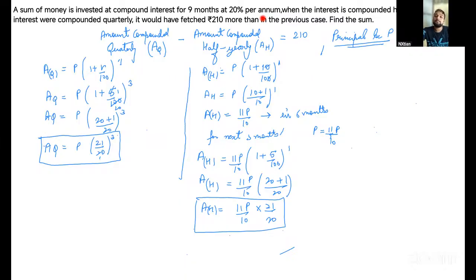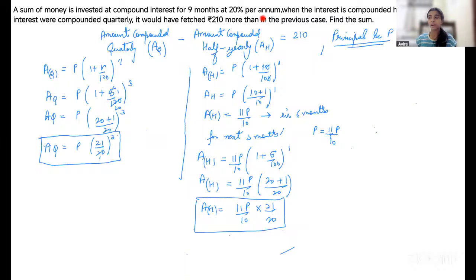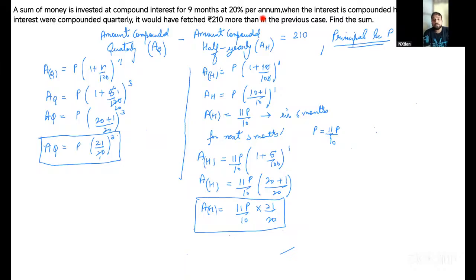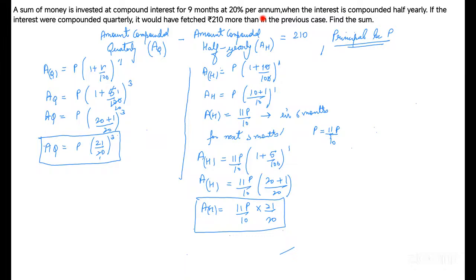Did you understand, Ira? No, you didn't understand. I'll repeat it again. Basically, the amount of the first 6 months will become the principal of the next 3 months, because it's compounded half yearly. If it were quarterly, we would simply write the power as 3. But because it's the half yearly case, we have to calculate for the first 6 months, then the compound is added. The amount which is formed becomes the principal for the next 3 months.